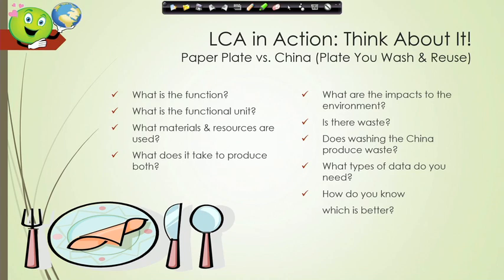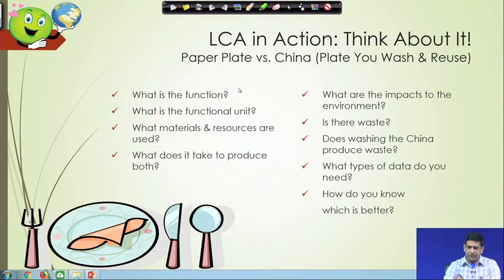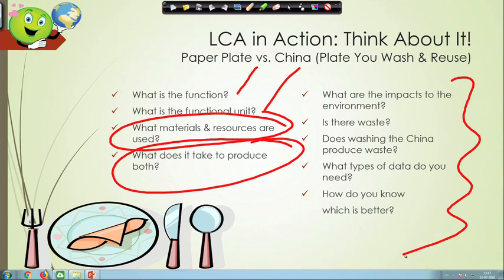Okay, so let's get started from where we left off in the previous video. If you remember, we were looking at this particular example where I asked you to think about the process in which a life cycle analysis is carried out. We were talking about the function and the functional unit, what materials and resources are used for that, what it takes to produce these, the impact to the environment, waste, and all that. We will continue our discussion along the same line by giving some more examples in a minute or so.